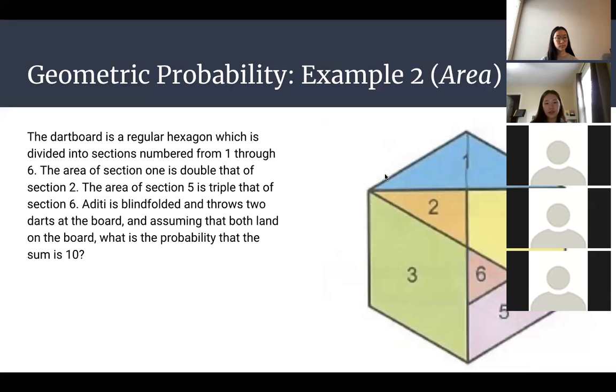And a DT is blindfolded and throws 2 darts at the board. And assuming that both land on the board, so they're on the board and in a certain section, what is the probability that the sum is 10?